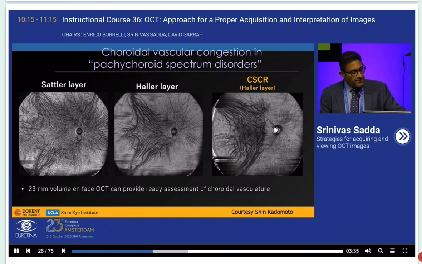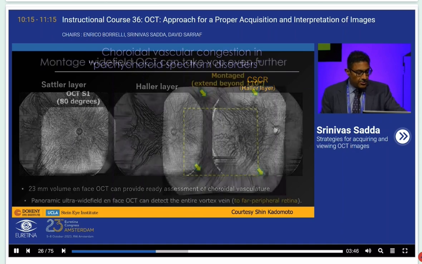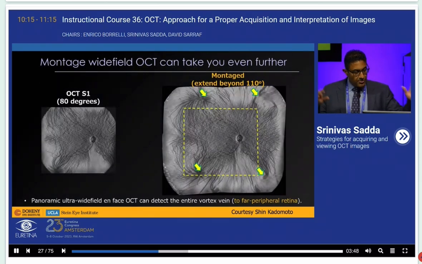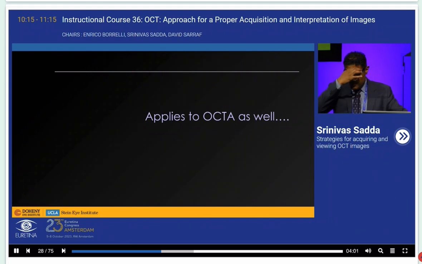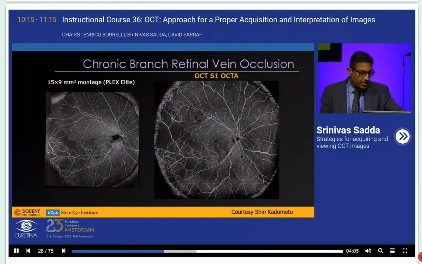Also, having wide OCT can help us with certain diseases like pachychoroid spectrum disorders or choroidal vascular congestion disorders, where it's very easy on swept source imaging to appreciate the choroidal vascular congestion. With montage wide-field OCT, you can go even further and start to visualize the ampullar region, which may be the region that's most involved and relevant to the pathophysiology of these conditions. You can use this kind of wide-field approach to OCT angiography as well.